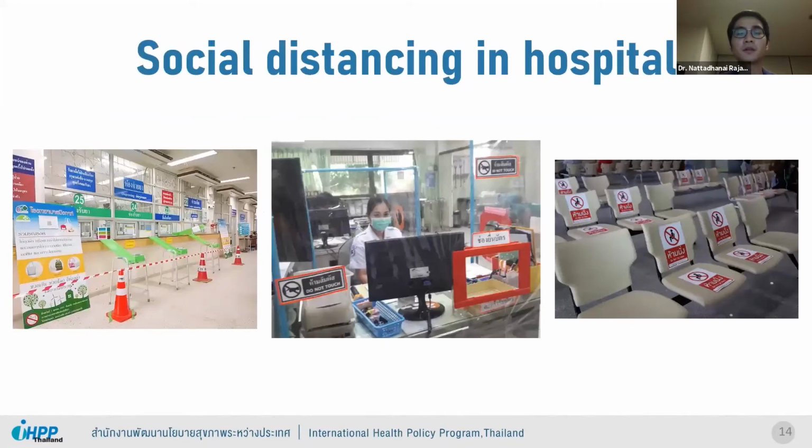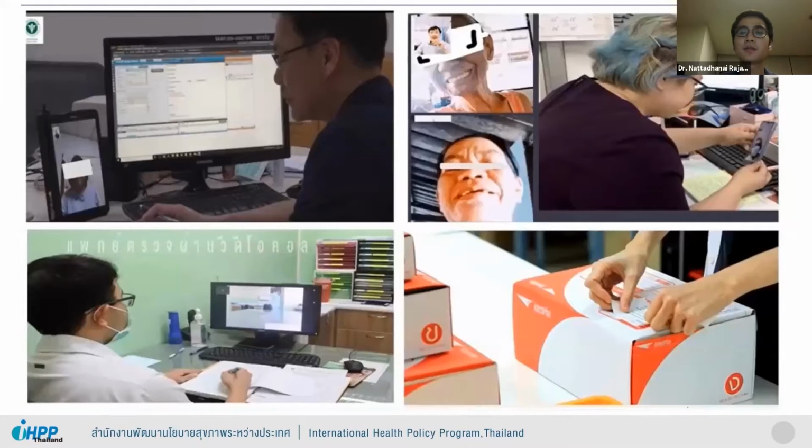In hospital, on the left, you see that pharmacists dispense drugs through sliders to have social distancing, and the healthcare workers work behind plastic barriers. And there is a ban on shoulder-to-shoulder sitting in hospital. In this picture, you see doctors seeing patients through telemedicine and dispensing their drugs through postal delivery.